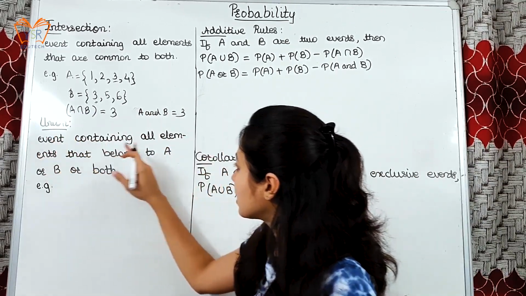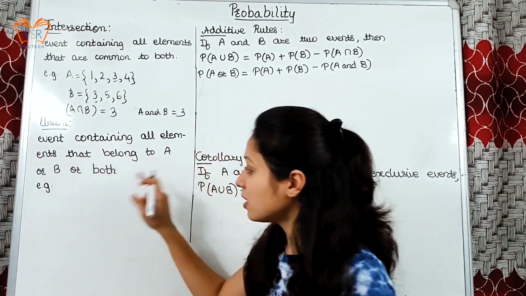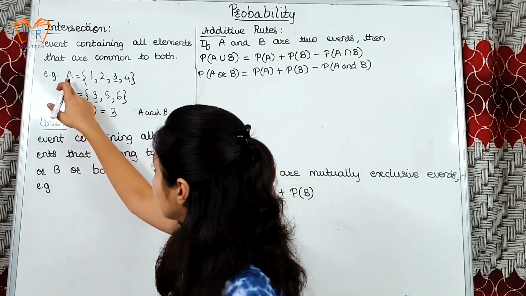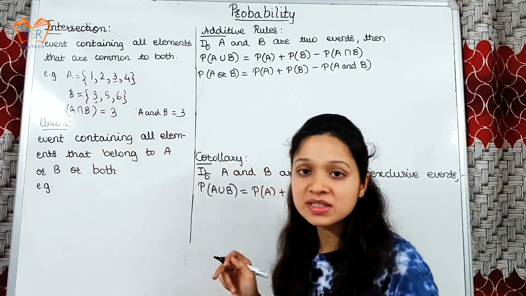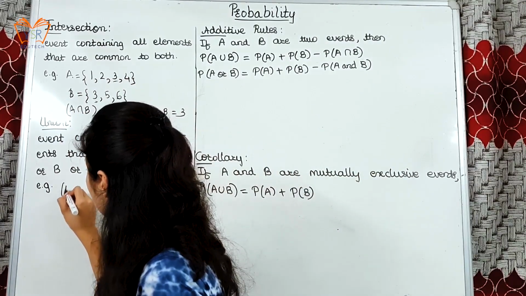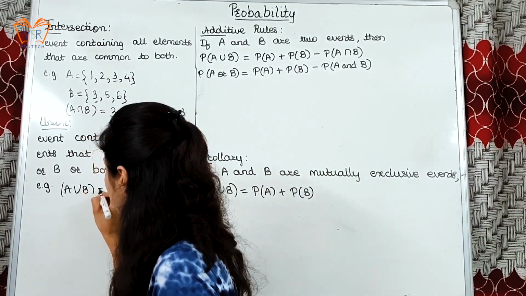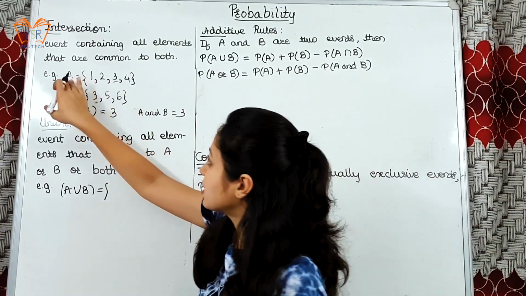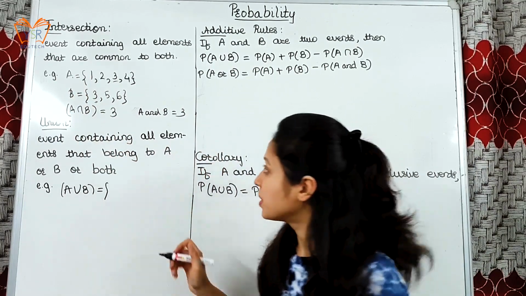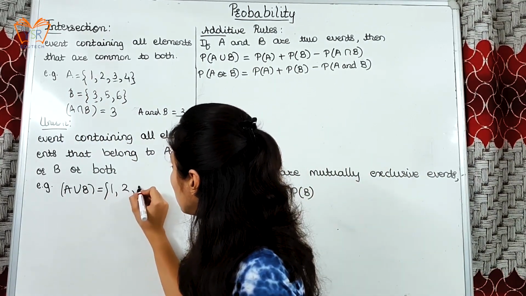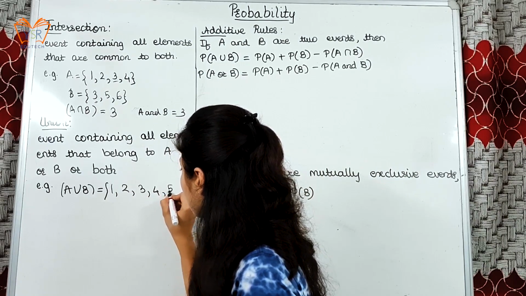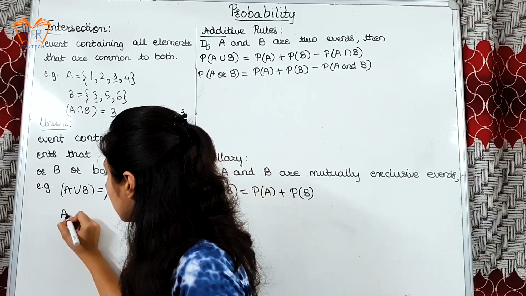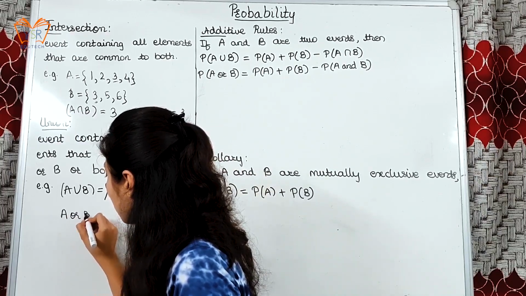Union: the event containing all elements that belong to A or B or both. We'll take the same example. Event A with these elements, B with elements 3, 5, 6. So, A union B says all the elements that are included in event A as well as in event B. So that will be 1, 2, 3, 4, 5, 6. This gives us the union of A and B, which is also written as A or B.